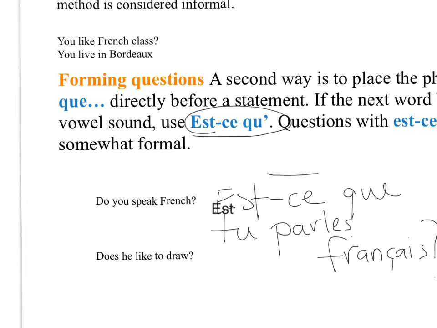And does he like to draw? Again, when you use est-ce que, he likes to draw. Sorry, I forgot the S in here. Does he like? No, doesn't. Okay, does he like to draw? Est-ce que, what's he? Il. What's like? Aime. Est-ce qu'il aime? What's to draw? Dessiner. Let me rewrite that. That's not very good, is it? Let me clean up the page so you guys can see better.